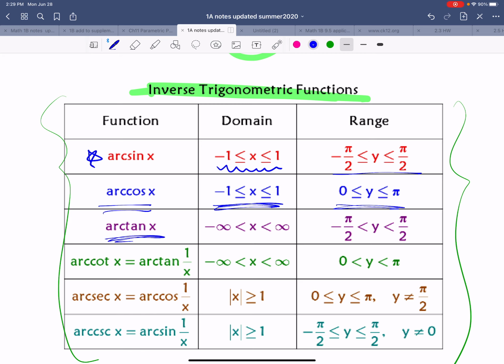For tangent inverse x, the domain is negative infinity to positive infinity, and the range is negative pi over 2 to positive pi over 2. For cotangent inverse x, the domain is negative infinity to positive infinity, and the range is 0 to pi. And same for secant inverse x and cosecant inverse x. So memorize these domains and ranges.